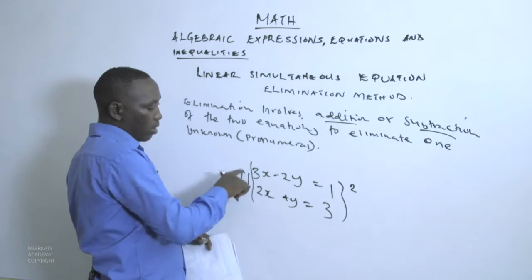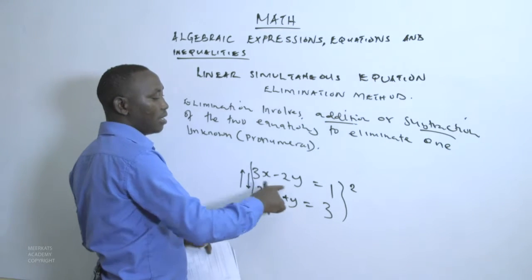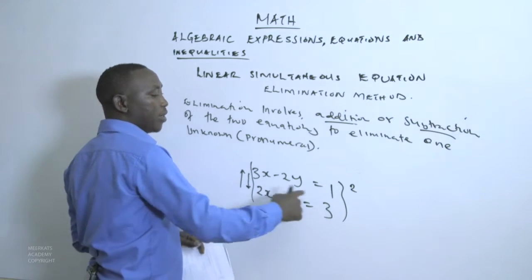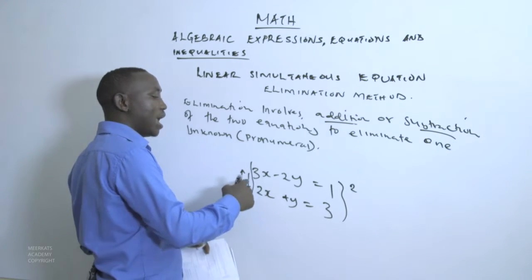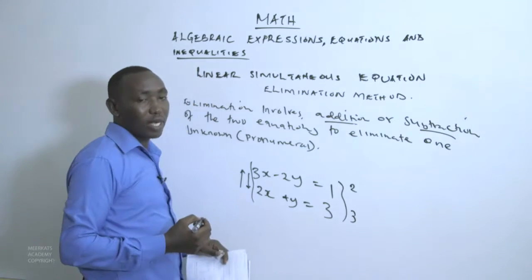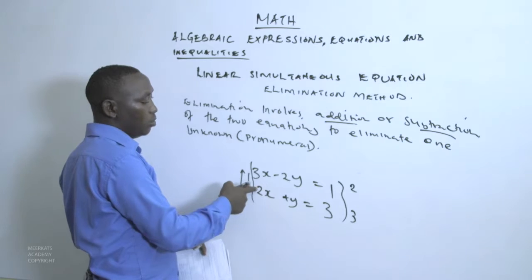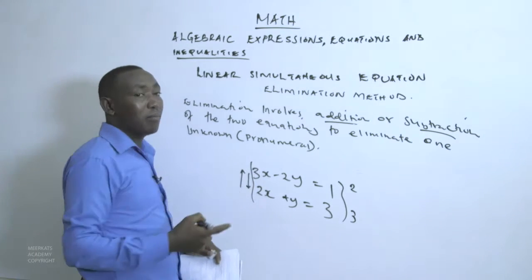Then the arrow pointing down indicates what you must multiply the second equation with. So the second equation is multiplied with the coefficient of x in the first equation. So this one we multiply by 3. So you see we have reversed. We have multiplied the first equation by 2, the second equation by 3.